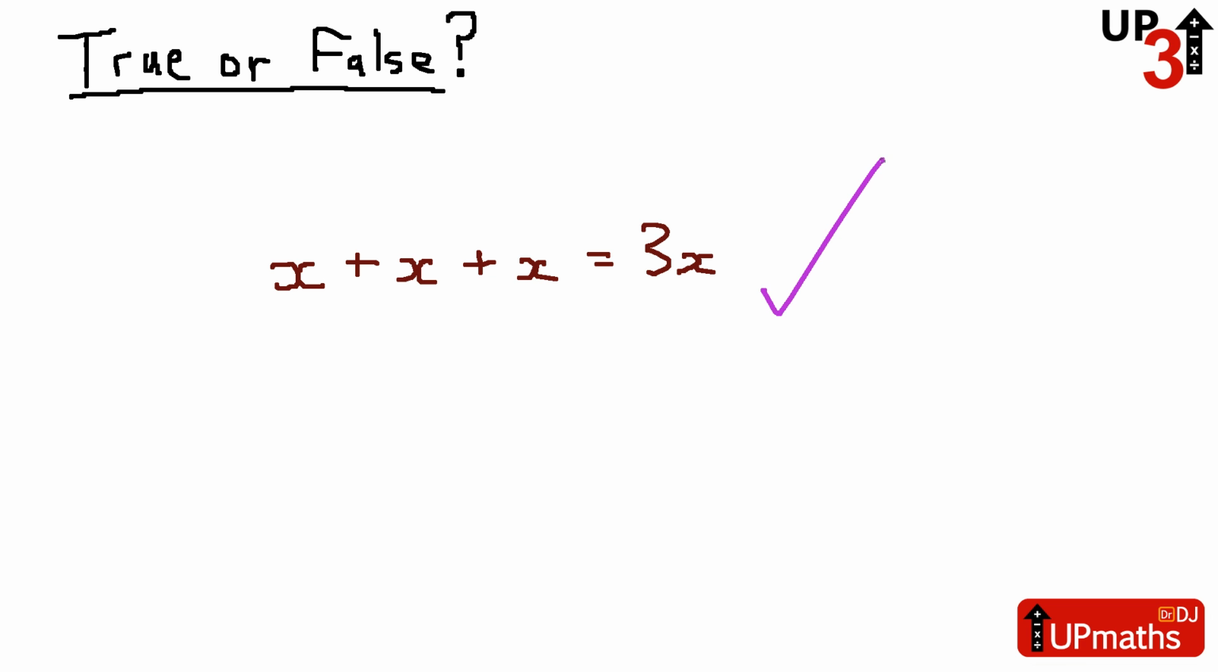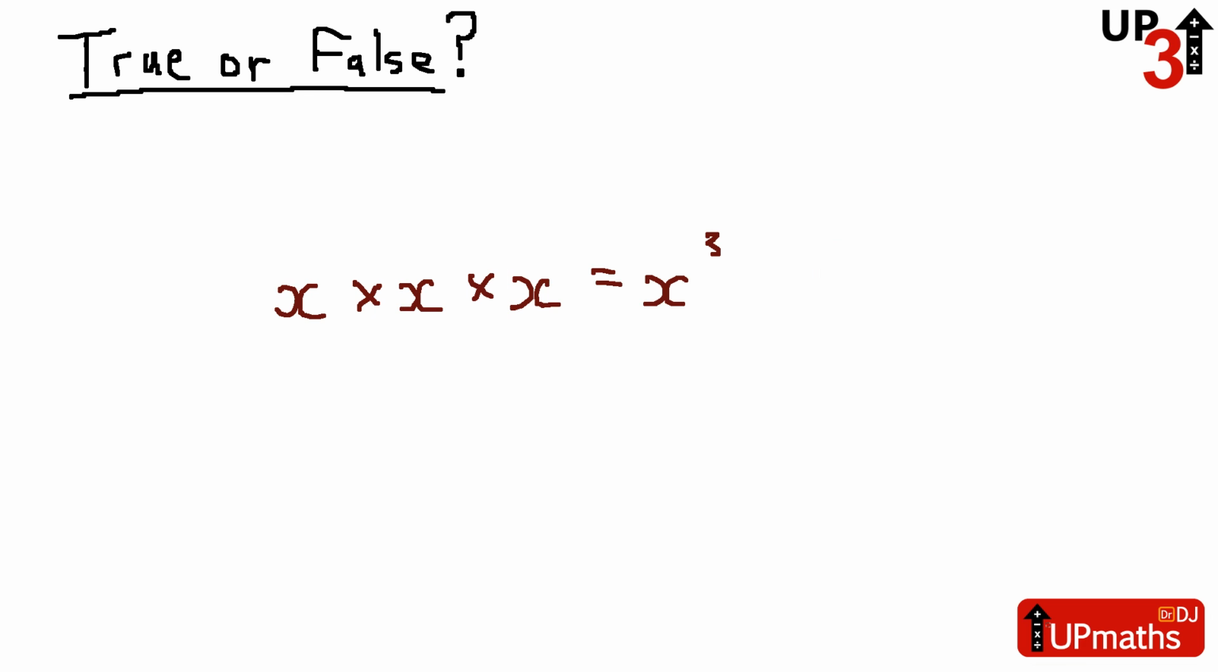This is true, because you're just adding three identical things together, which means you end up with three of them. So it'd be like, what's elephant plus elephant plus elephant? Well, that's three elephants, for example.